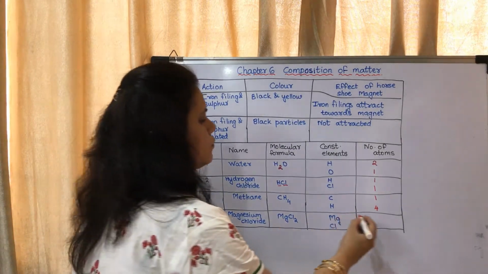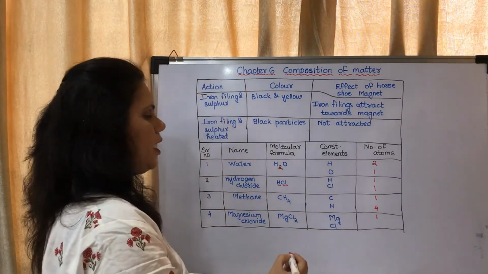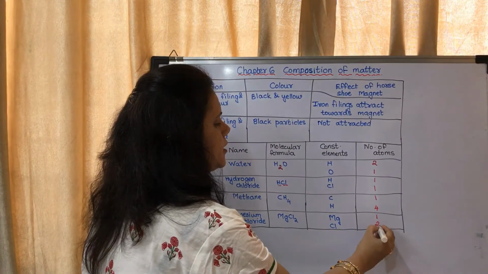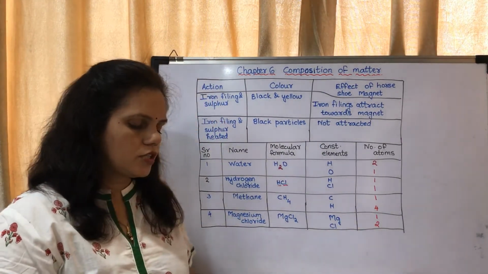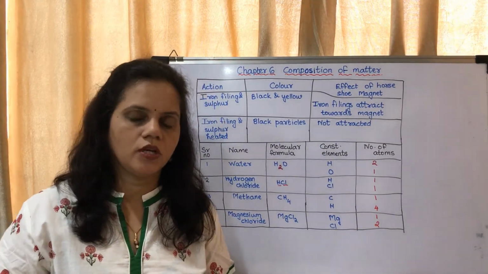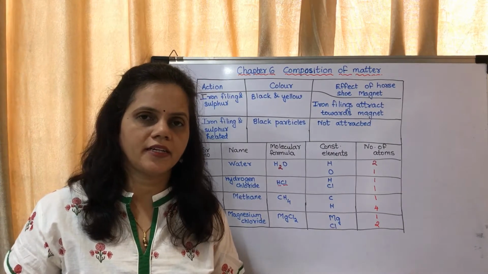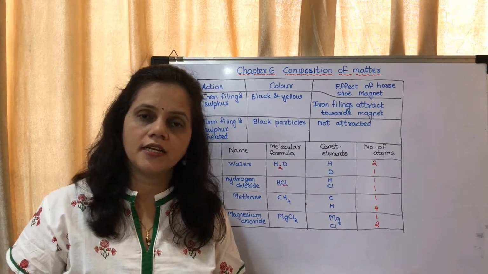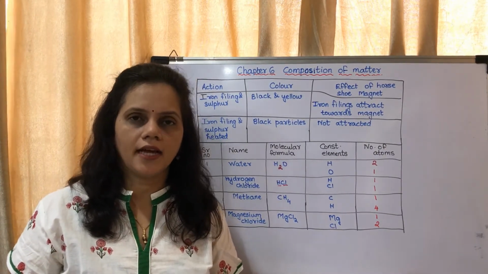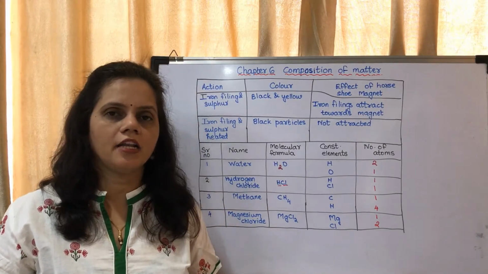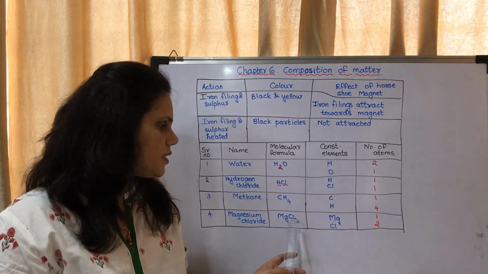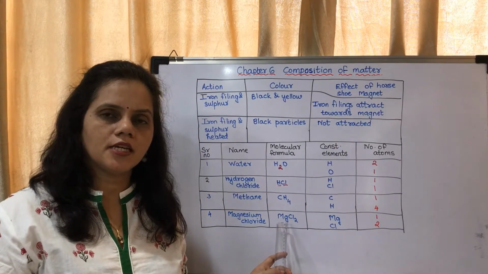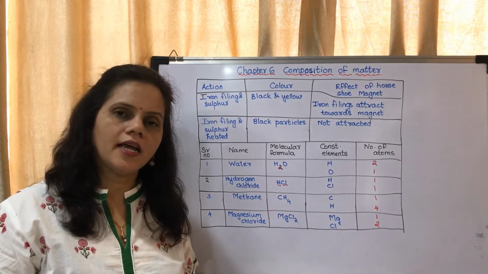How many atoms of magnesium? It is 1. How many atoms of chlorine? It is 2. Okay, so this is about the number of atoms. When you are seeing the number of atoms, you have to see the number just below that atom, just below that element. Here you may see MgCl2. M is capital, g is small, C is capital, l is small.